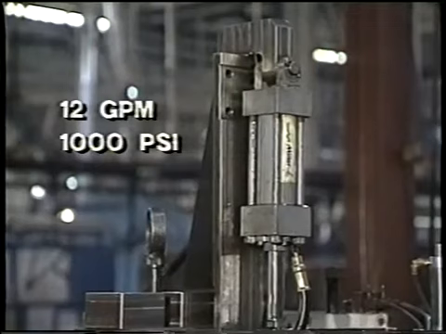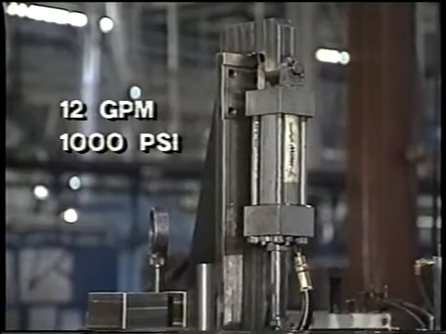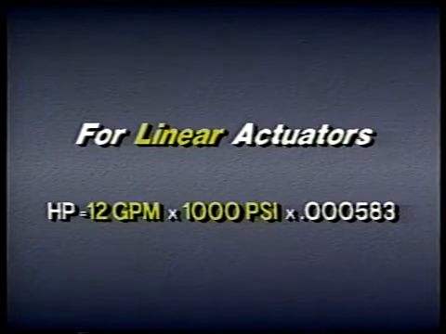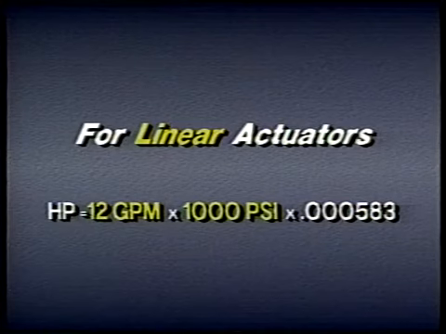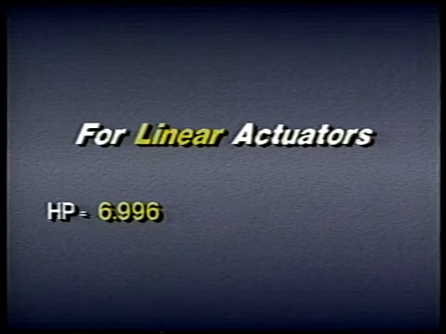As an example, suppose a cylinder takes 12 gallons per minute at a pressure of 1,000 pounds per square inch. What horsepower will it develop? To find the horsepower, simply multiply 12 times 1,000 times 0.000583. The answer is 6.996, or about 7 horsepower.